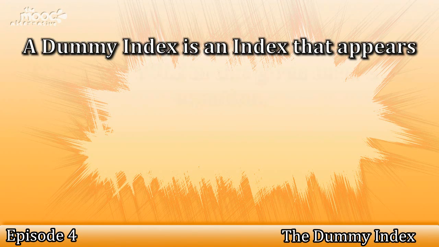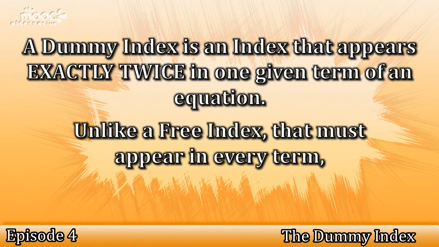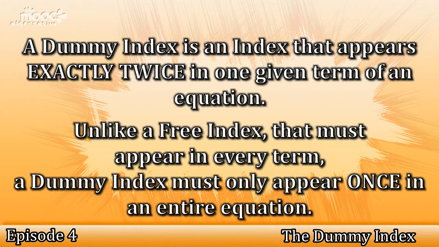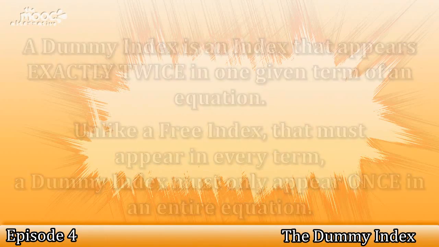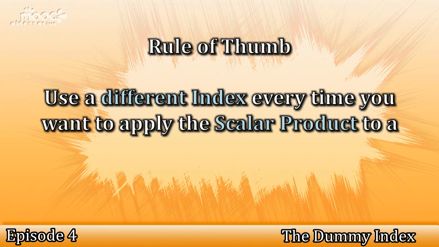Simply put, a dummy index is an index that appears exactly twice in one given term of an equation. Unlike a free index that must appear in every term, a dummy index must only appear once in an entire equation. So, as a rule of thumb, use a different index every time you want to apply the scalar product to a tensor or pair of tensors.